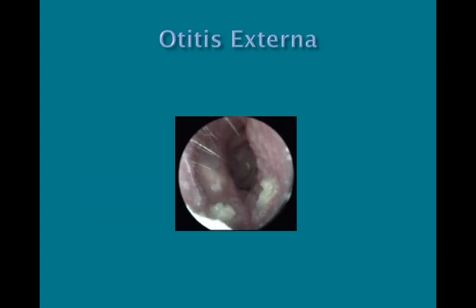Here's a picture of an otitis externa. You can see that this is the ear canal that we're looking at in this picture with the tympanic membrane here in this area. And what you're seeing is a lot of white exudate and debris, which is typically not there in a normal ear structure.